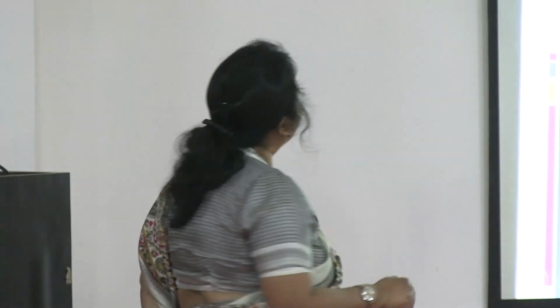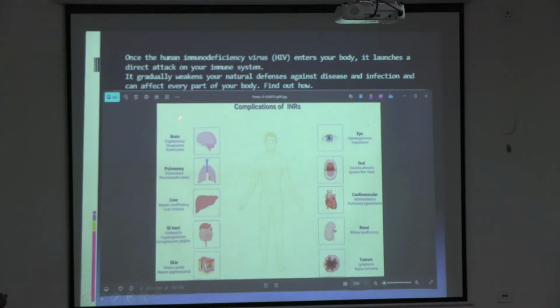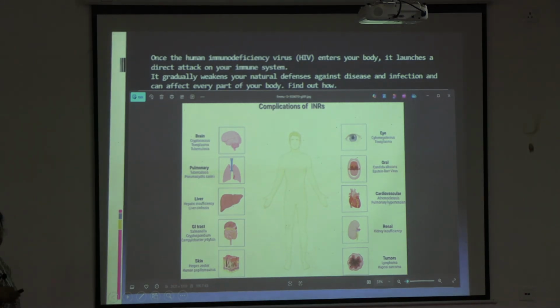I will not go into much detail, but I thought I will finish up the laboratory diagnosis part, a little bit about the NACO guidelines and also the algorithm of the testing protocol, what is practically done, okay? So, here you can see how different organs of the body are affected. The brain, pulmonary, the lungs, liver, GI tract, skin, then tumors, renal, cardiovascular, oral and eye. So, a patient may come to you with any of these manifestations. Okay.